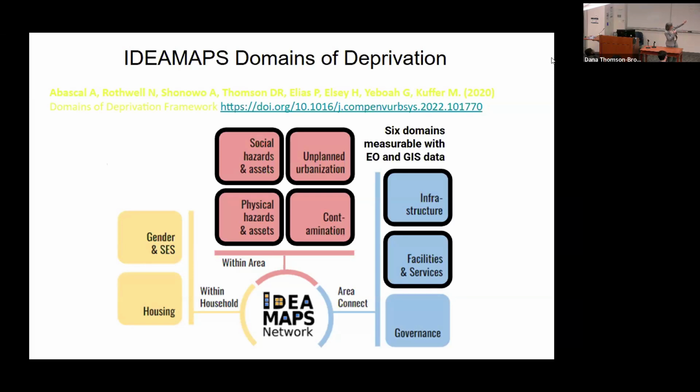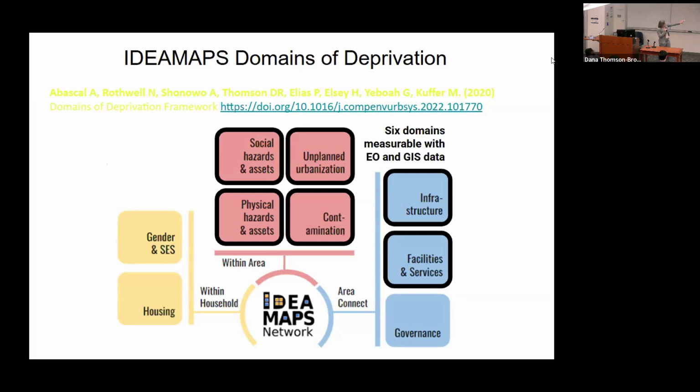So a really easy one to think about is physical hazards and assets. If you live on a steep slope in Rio de Janeiro, you probably are in something that looks like a slum or impoverished area. If you live in a flood zone in Dhaka, Bangladesh, then you probably do too. Those are both environmental hazards, right? But they look very different in the different contexts.